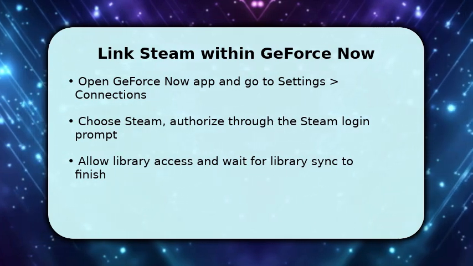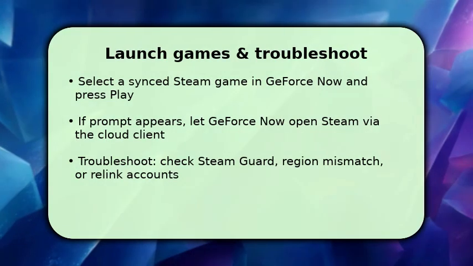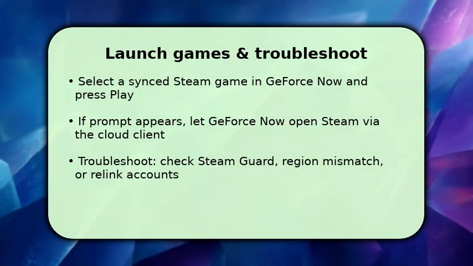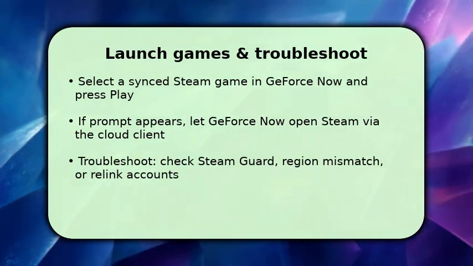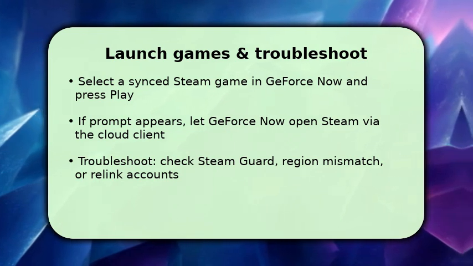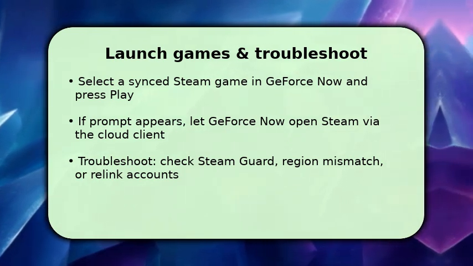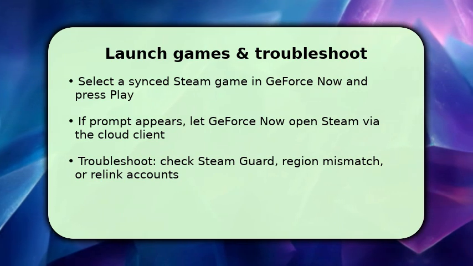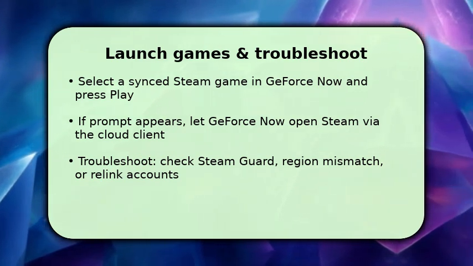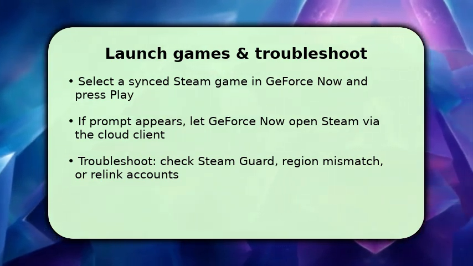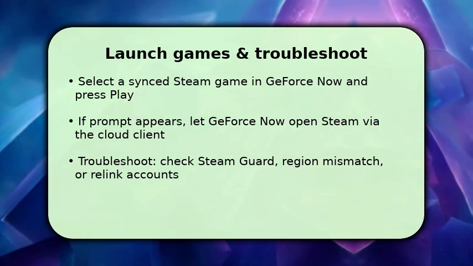To finish, pick a synced Steam game in GeForce Now and press play. GeForce Now will provision a cloud session and may open a Steam overlay to validate ownership. You should see the game stream start within a minute. If it doesn't, relink accounts and confirm Steam Guard codes are current. Also verify both services report the same region.